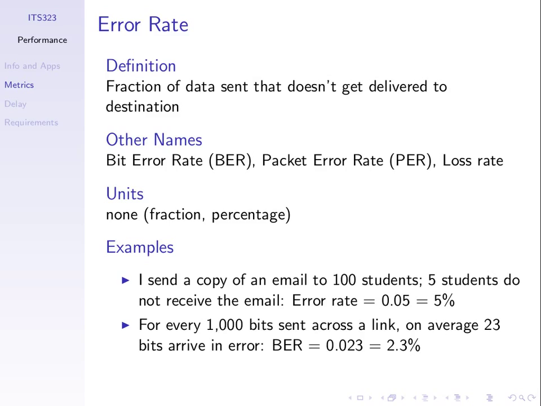Or more generally, I send an email to all 100 students in a group. Something goes wrong. 5 students don't receive the email. I can say there's an error rate of 0.05, 5 out of 100, or 5%. We'd like the error rate generally to be low.